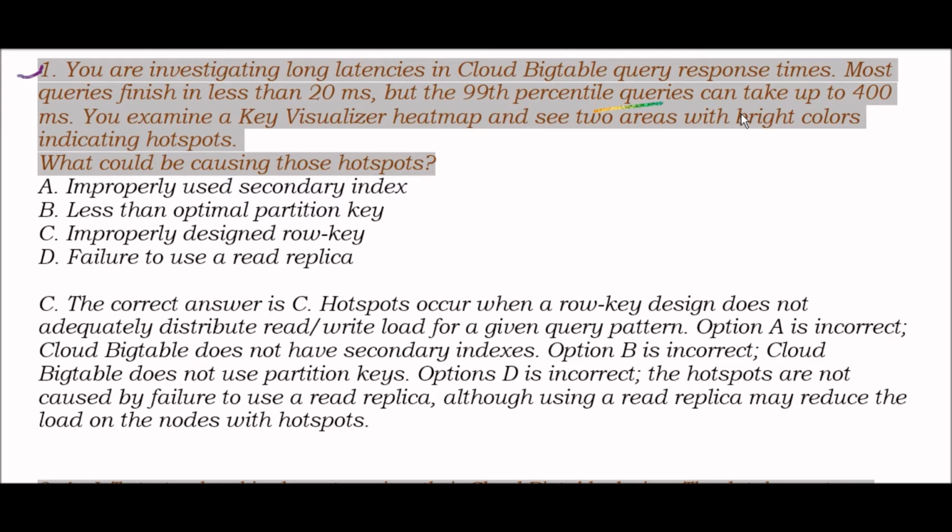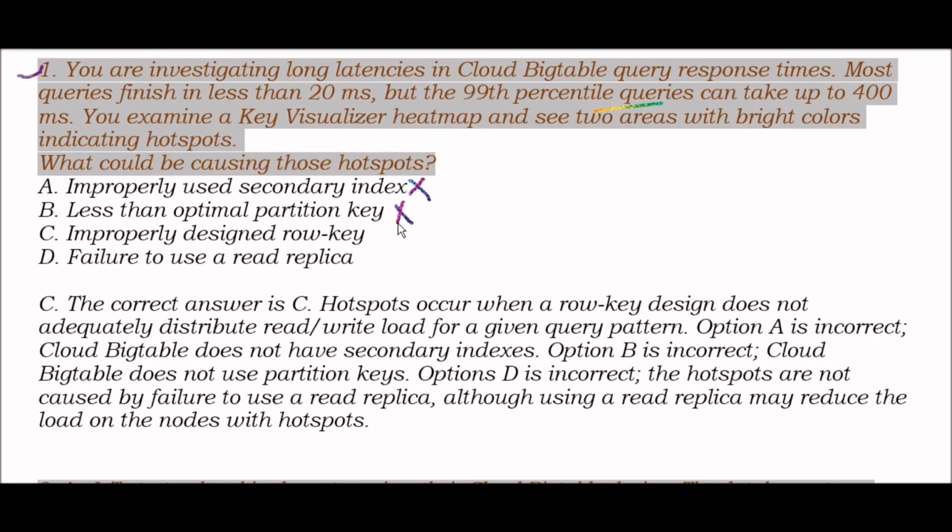Option A, improperly used secondary index. Cloud Bigtable doesn't have secondary indexes. That's why option A is incorrect. Option B, less than optimal partition key. Cloud Bigtable doesn't use a partition key. That's why option B is also incorrect.